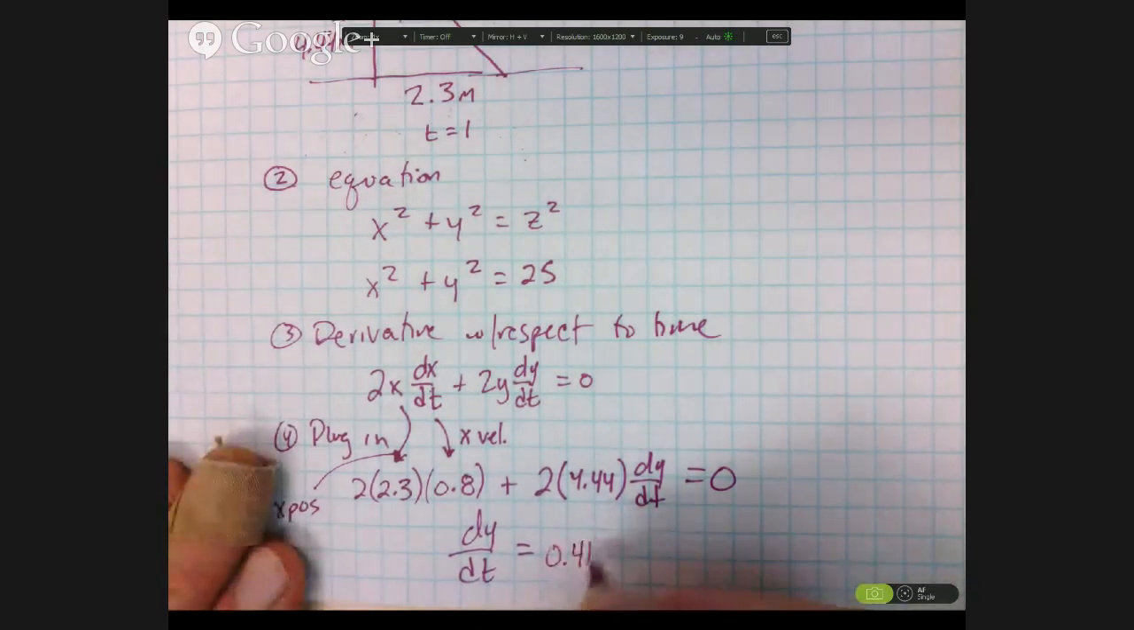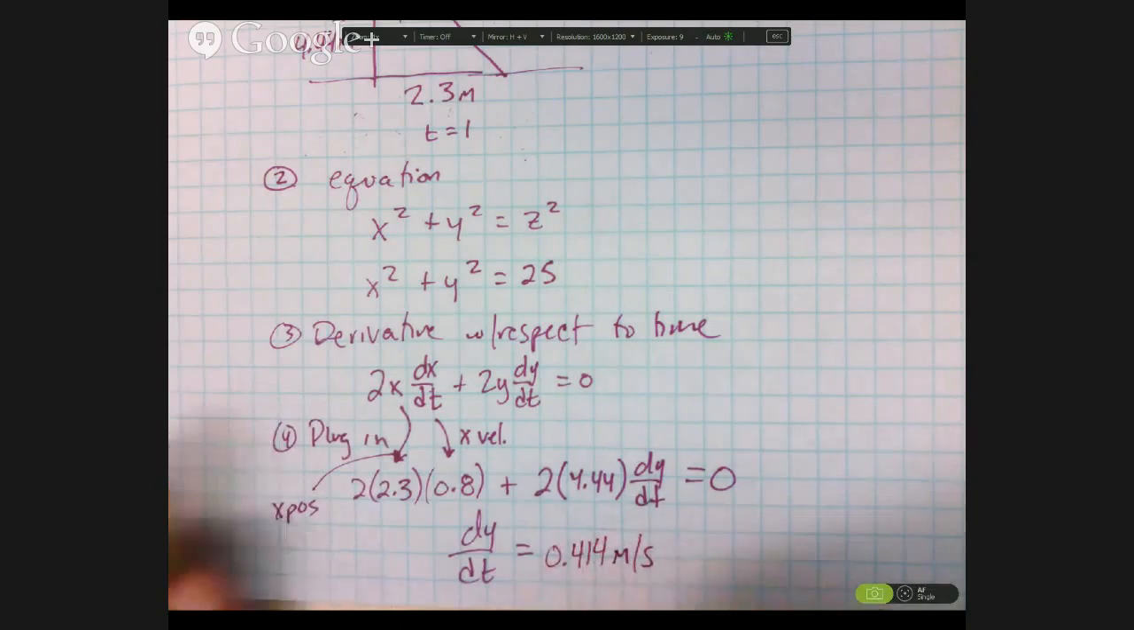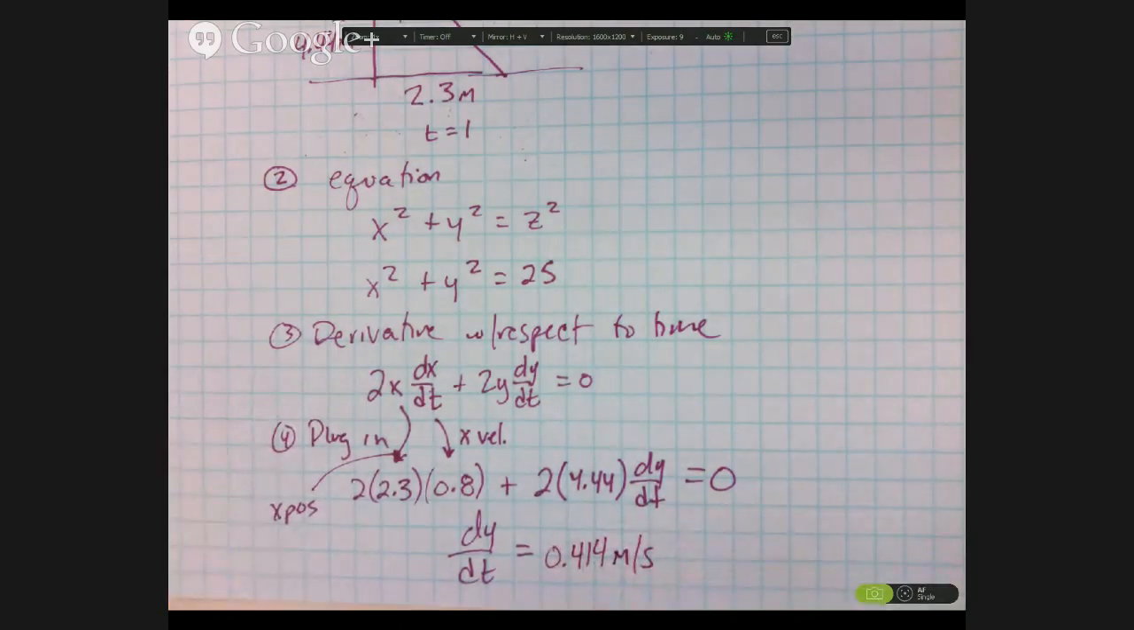I did the 2 times, take a calculator. 2 times 2.3 times 0.8, that's 3.68, divided by 2 times 4.44. And I got 1.414. Okay, I agree with you. 46 over 100, I get that. So the top of the ladder is traveling at 0.414 meters per second.